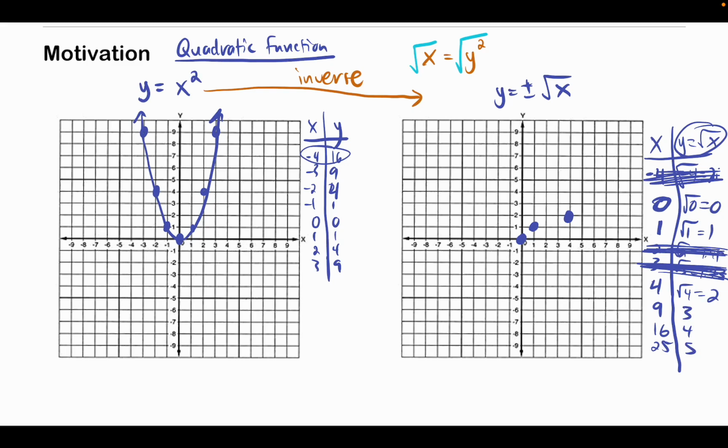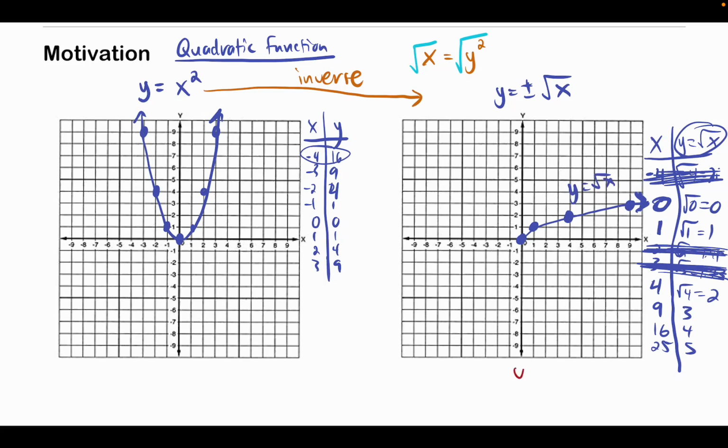The only other point that's going to fit on this negative 10 to 10 graph would just be the point (9, 3), I guess. So it is continuous and it goes on forever, so I'll put an arrow. And so that right there gives us the graph of y equals square root of x.